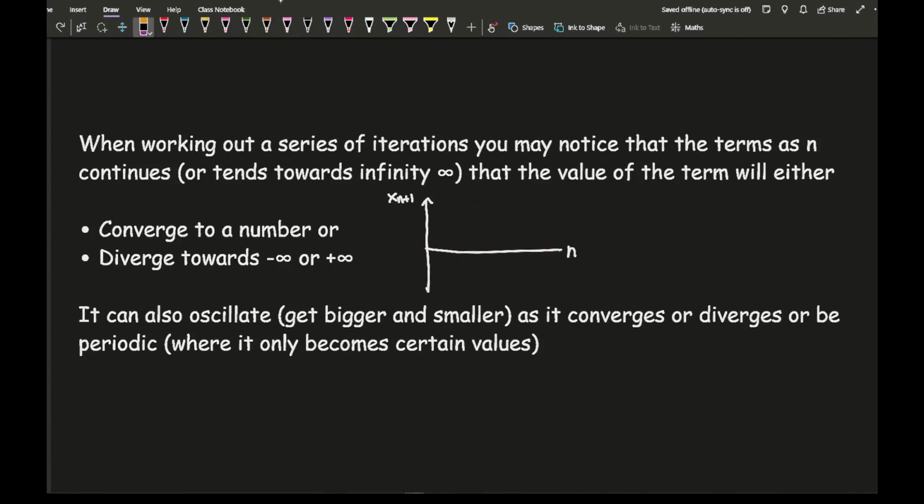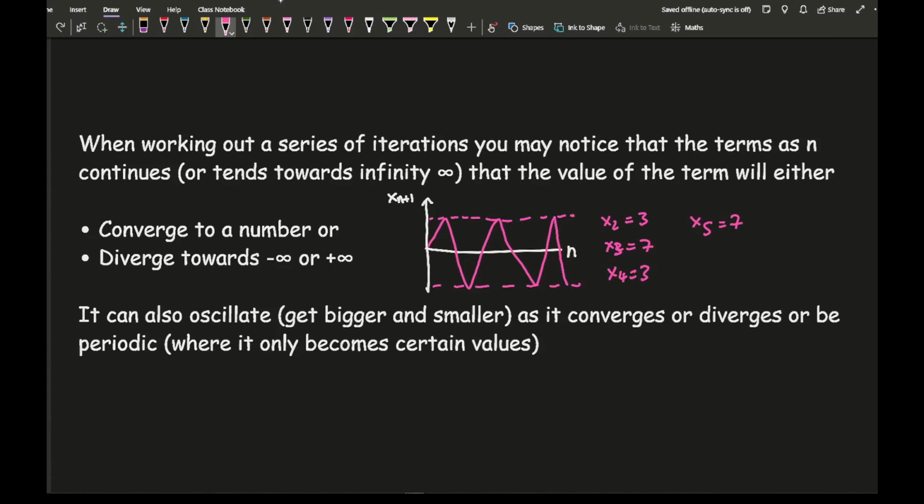Now in terms of oscillating becoming periodic, that's when it only becomes certain values. So for example, as n increases, it may bounce between two certain values or a series of values. So if you find x2 equals 3, x3 equals 7, then x4 equals 3, x5 equals 7. As you can see, the x values are repeating, so that would be classed as periodic.